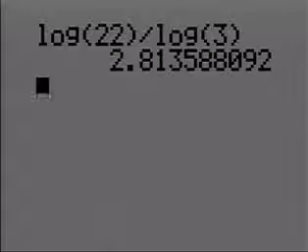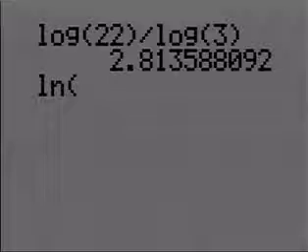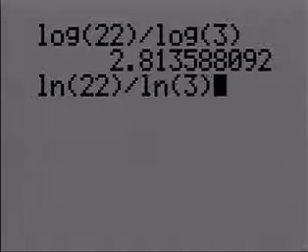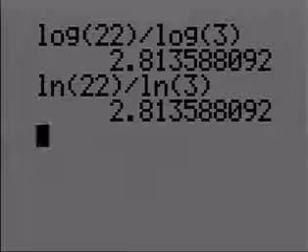First we'll try the log of 22 divided by the log of 3. And that gives us about 2.813588, etc. Now we'll try this with the natural log. So we'd have the natural log of 22 divided by the natural log of 3. And notice that gives us the same answer. So in the change of base formula, we can use either the common log or the natural log. And we found that our answer there was about, I'll write the approximation down.